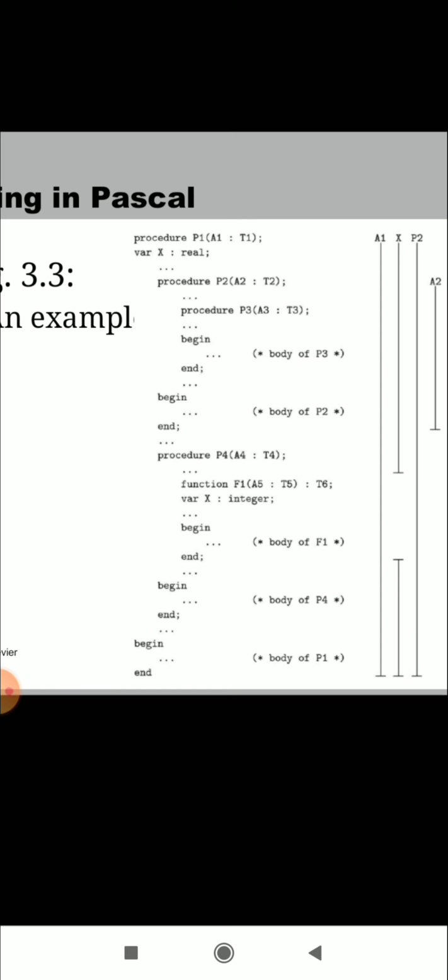In the body of F1, x of F1, F1, A5, P4, A4, P2, P1, A1 are visible. In the body of P4, F1, P4, A4, P2, x of P1, P1, A1 are visible. In the body of P1, x of P1, P2, A2 are visible. Here we can see that the variable x declared in function F1 is visible only there.